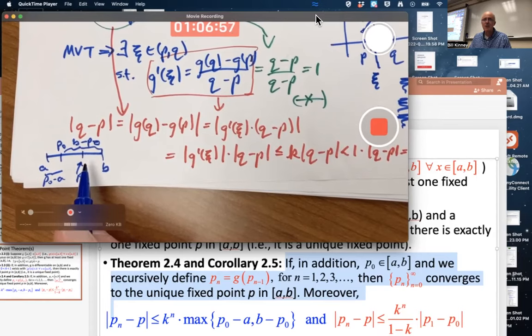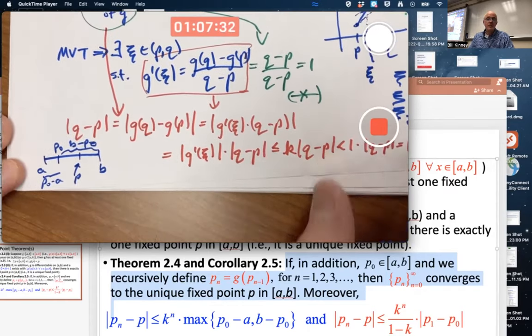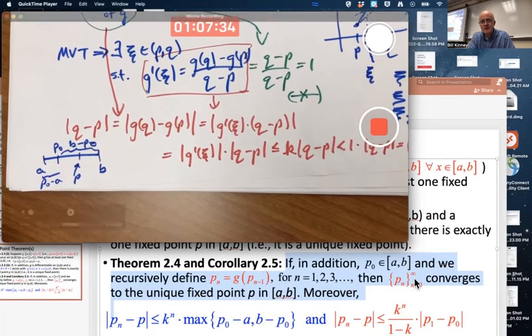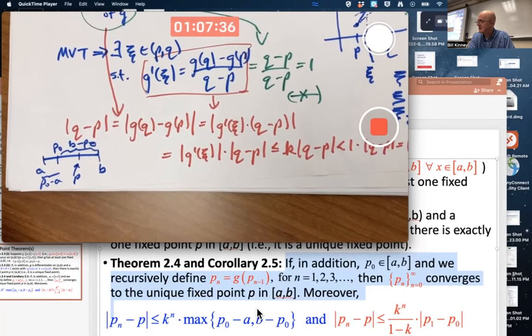Multiply that by k to the n, where k is the same k as before. The absolute value of g prime of x is always less than or equal to this k, where k is between 0 and 1. Maybe k is, for your example, 0.8 or something. The point is, the term on the right can be computed easily. You pick your P0, probably you'd pick it to be the midpoint anyway, so these differences would be the same.